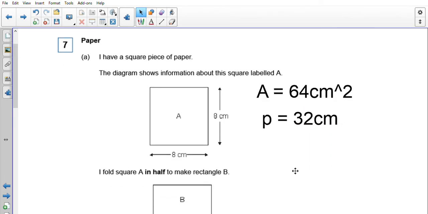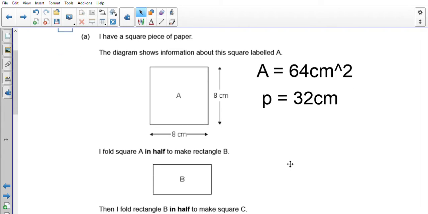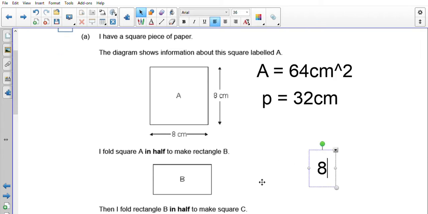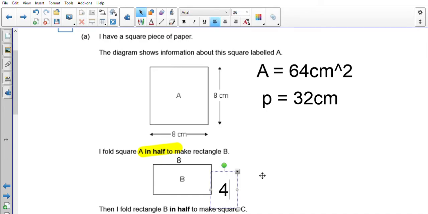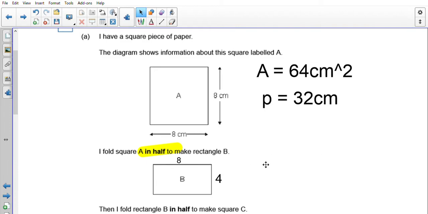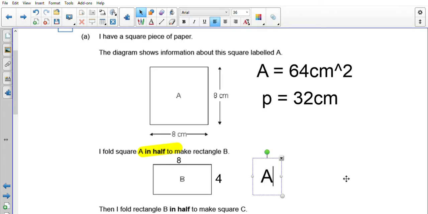I fold square A in half to make rectangle B. Okay, well then let's label this up. I know that one of my sides is going to stay the same. That's going to be the length across the top as 8. The other one has been folded in half here. It says in half, which means that the length of my sides is going to be half. So it's going to be 4 centimetres. Okay, that's fine there. Let's work out what the area is. The area here is going to be 4 times 8, which is going to be 32 centimetres squared.